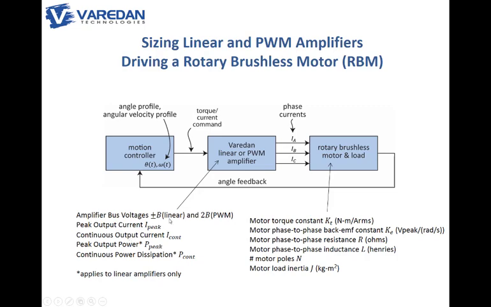For a linear amplifier, we need separate calculations, and those are the peak output power and the continuous power dissipation. Those 2 quantities are marked with an asterisk to indicate that the calculations that we use are for linear amplifiers only. In the case of PWM amplifiers, the power spec is rolled into the current specs, and that's what you'll see on the data sheet.